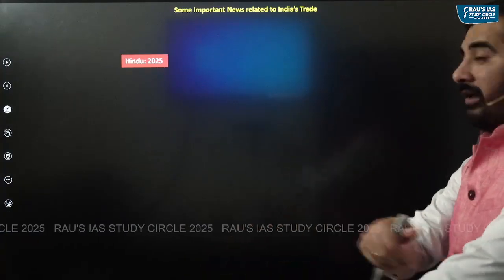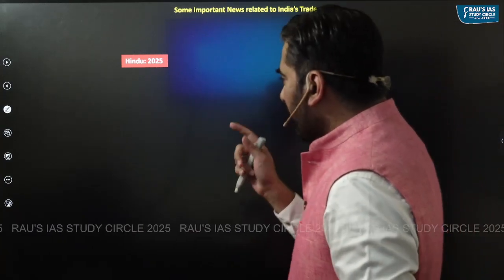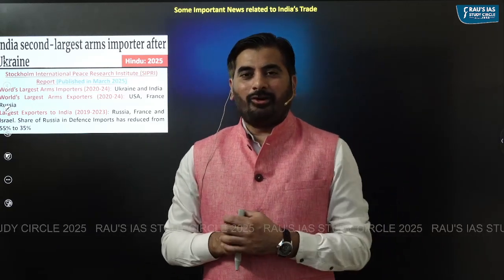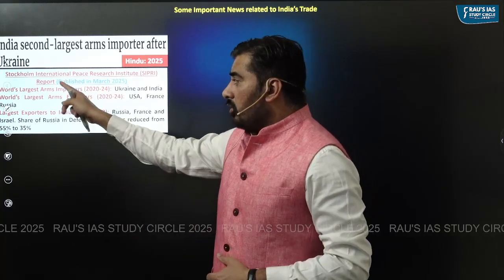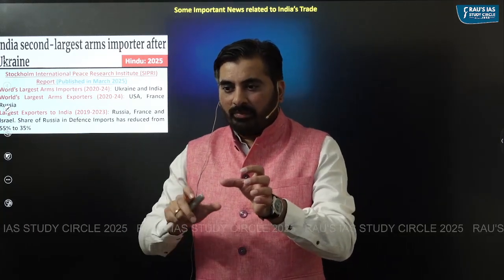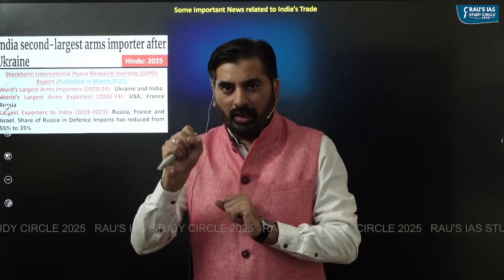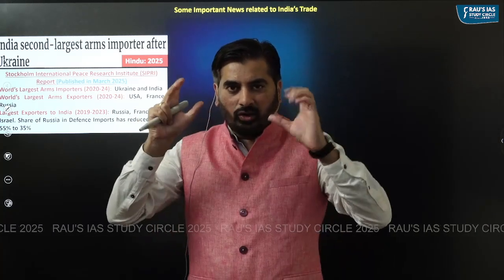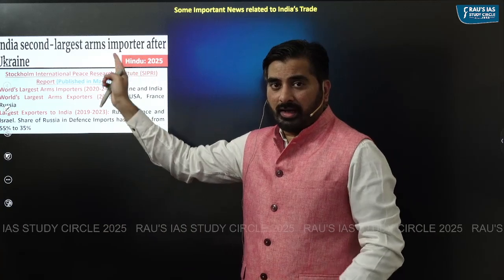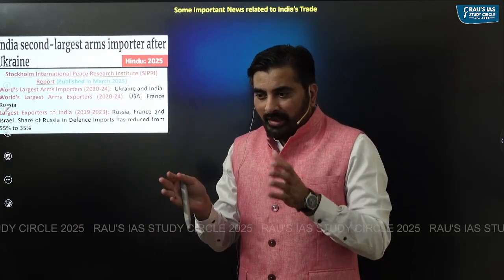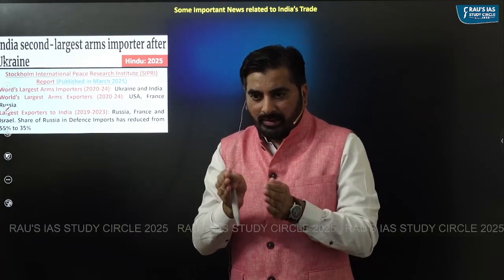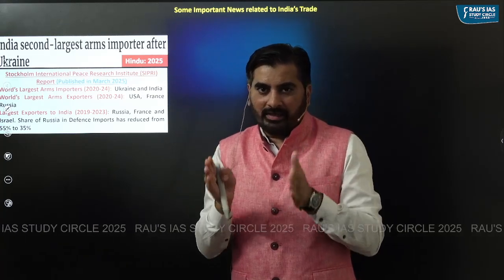Let's look at some important news related to India's trade, starting with defense imports into India. There is one international organization called the Stockholm International Peace Research Institute. This organization publishes the trends in terms of import and export of defense goods at a global level. Recently, in March 2025, it has published a report wherein it has tracked the import and export of defense goods for the period 2019 to 2024. That is for a period of 5 years.